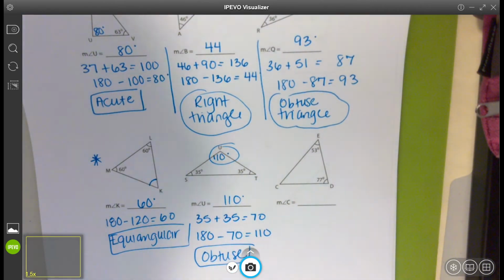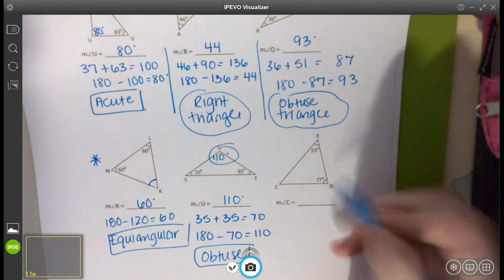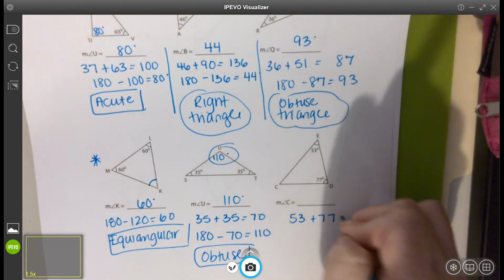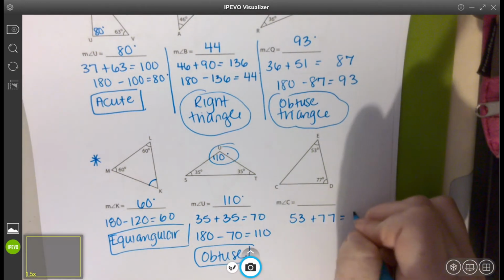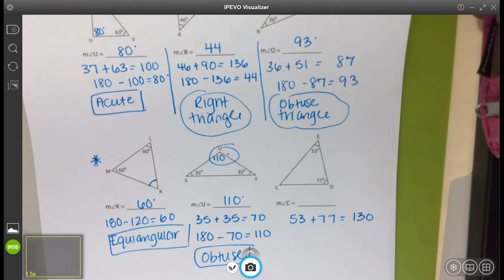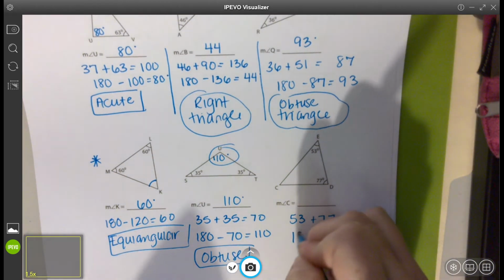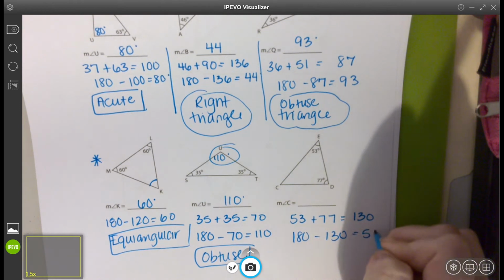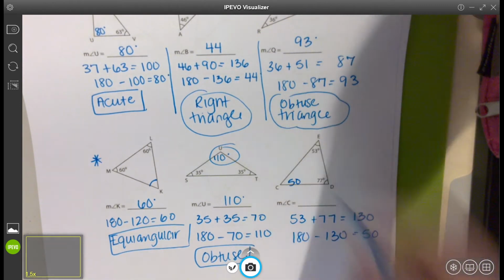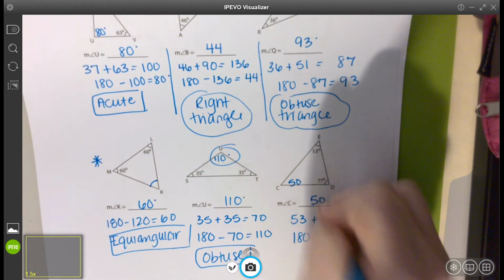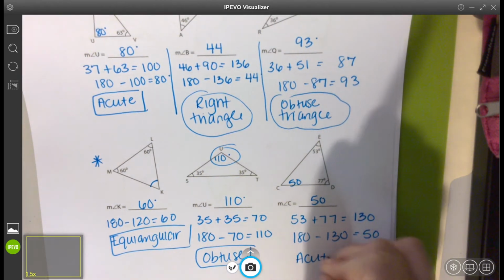And then our last one. Here we have 53 degrees and 77, so we're adding them together. So 53 plus 77. And then we're going to take 180 and subtract. And we get 50. Looking at all three angles, we can see that they are all less than 90. So here we have an acute triangle.